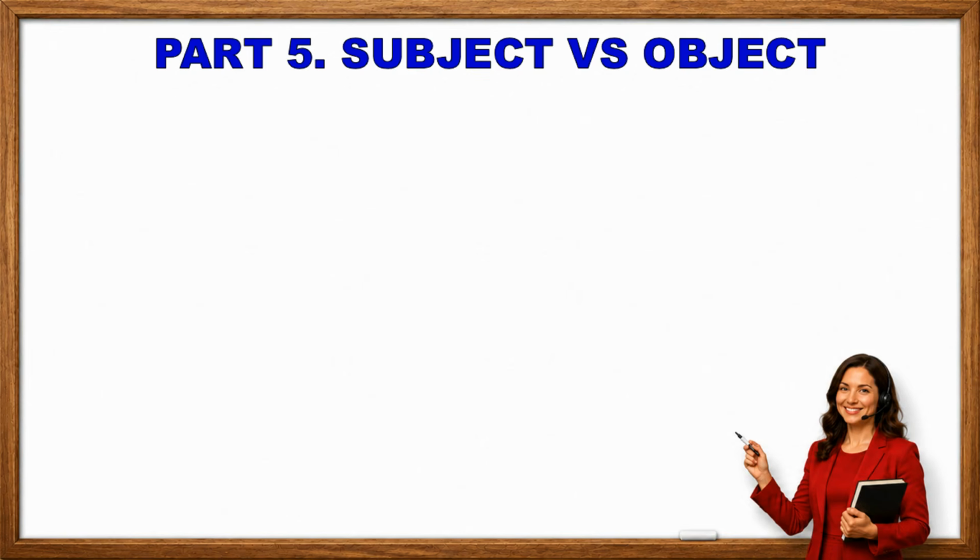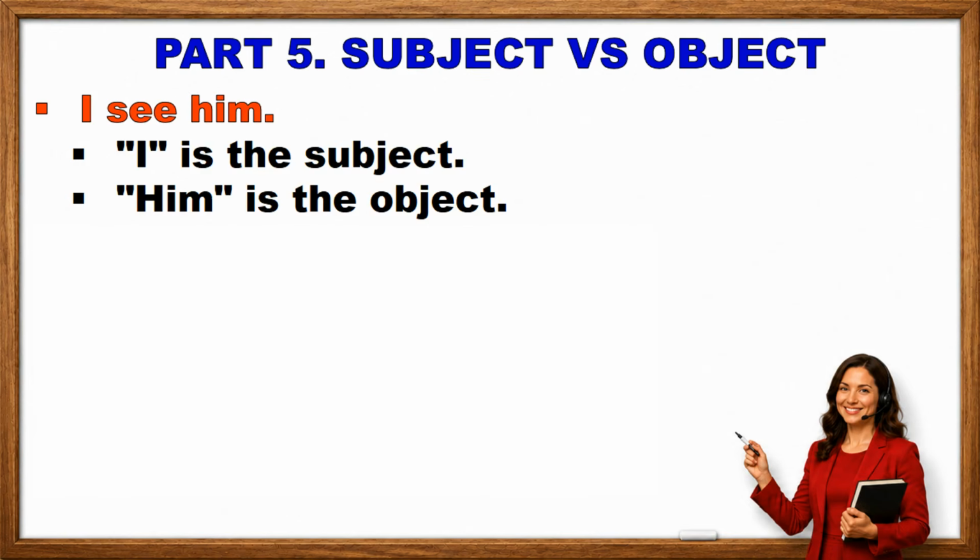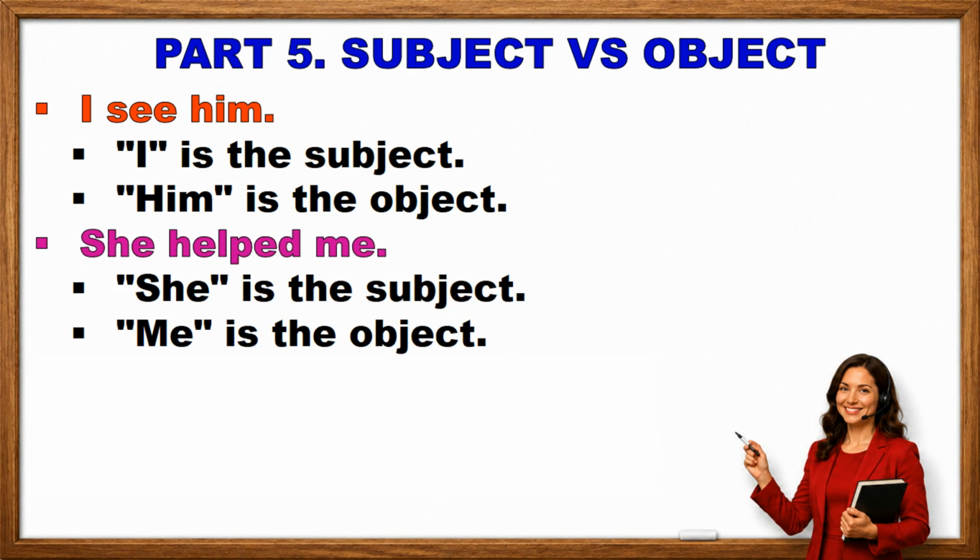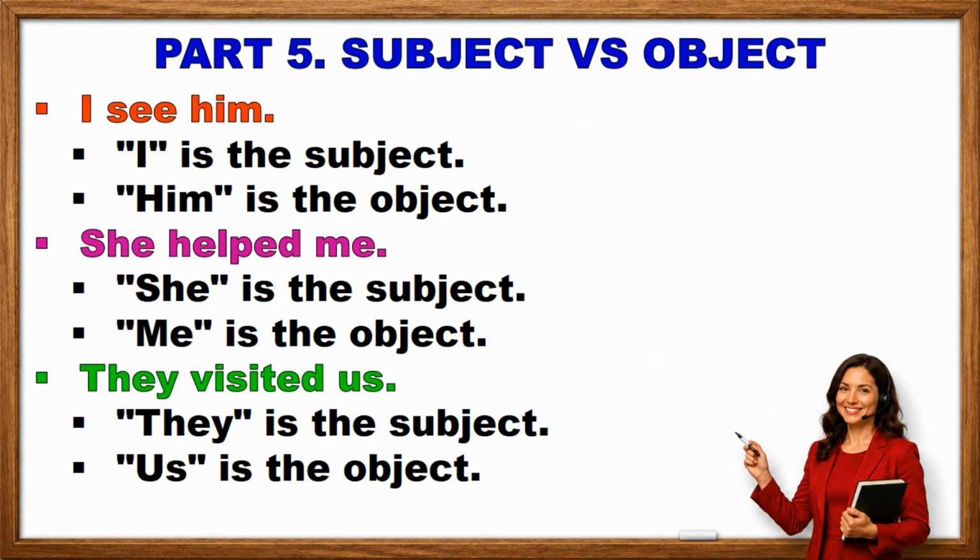Part 5. Subject versus object. Let's compare them. I see him. I is the subject. Him is the object. She helped me. She is the subject. Me is the object. They visited us. They is the subject. Us is the object. Easy, right?